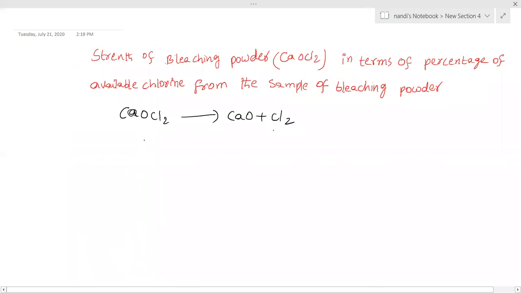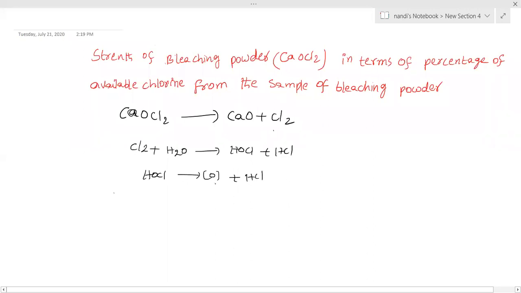We know that bleaching powder. Even nowadays, during Corona, municipality people are cleaning everywhere. They spray bleaching powder also outside. That bleaching powder main composition is CaOCl2. It releases Cl2. When it releases Cl2, it can react with water. It may give HOCl plus HCl. This HOCl is an oxidizing agent because it releases nascent oxygen, plus HCl.